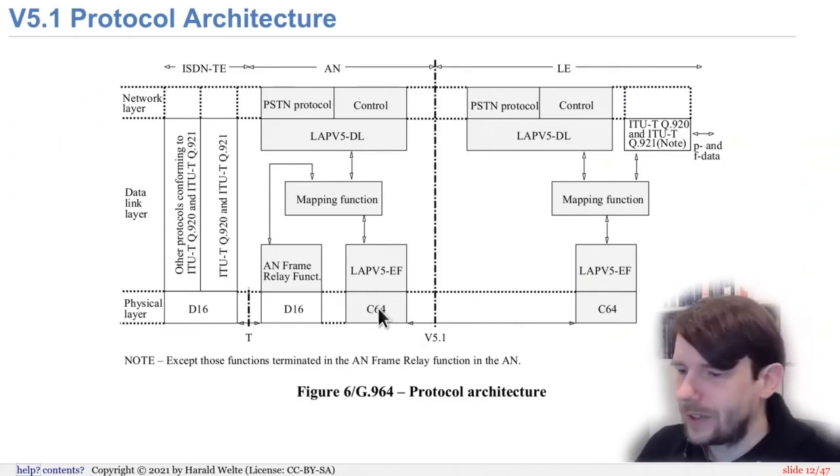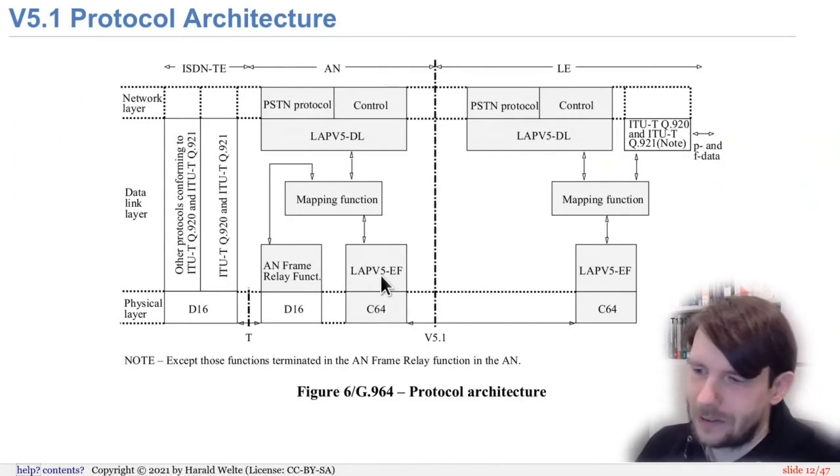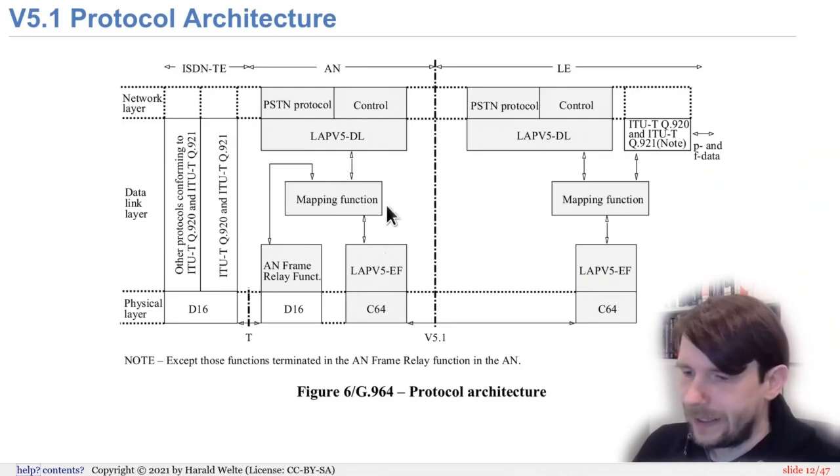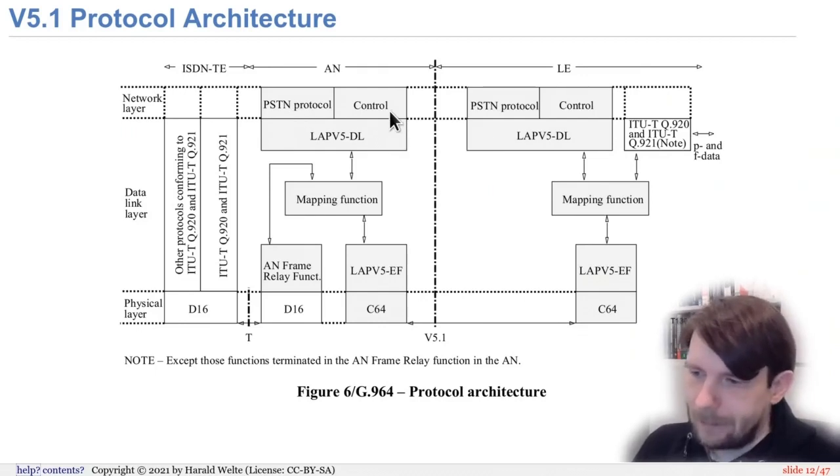And in there we use LAPV5, that is a derivative of the LAPD protocol, which is the ISDN layer 2 protocol that is used in ISDN access, but also is used, for example, in the Abis interface on GSM networks and in many other telecom domains. So LAPV5 is just like LAPD. And we have this data link layer. And on top of that, we have the PSTN protocol and the control protocol. We will look at the functions of those two layer 3 protocols briefly later.